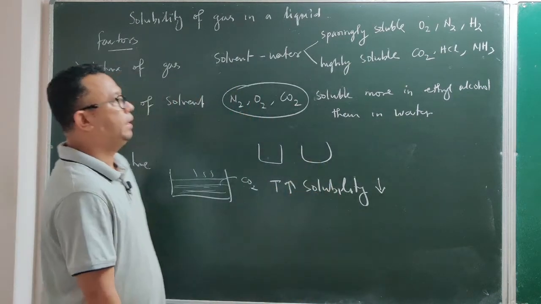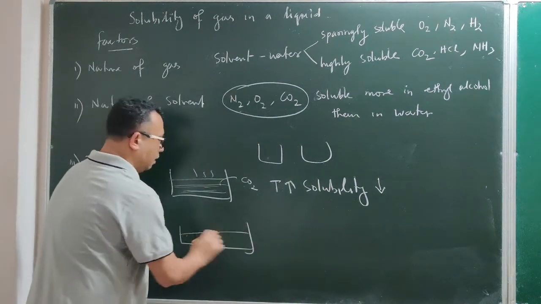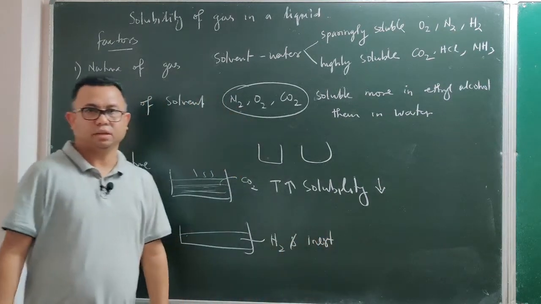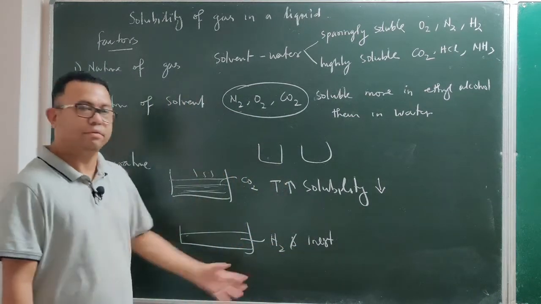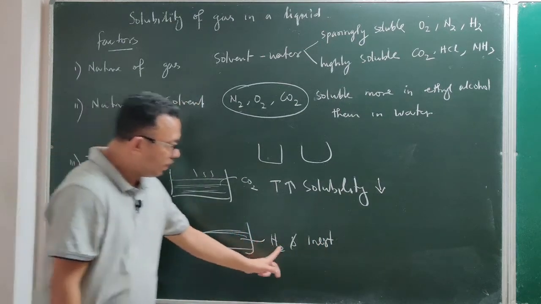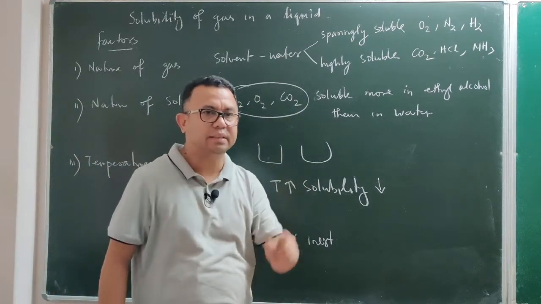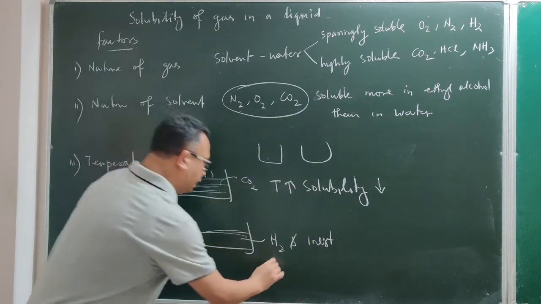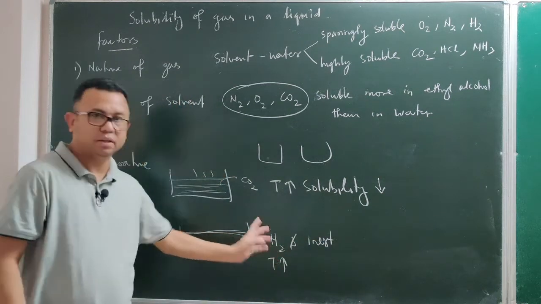But it has also been seen that for gases like hydrogen and the inert gases, I don't have to tell you what inert gases are, there are many, you can talk of helium, neon, krypton, xenon, whatever, the solubility of these gases increases slightly, not too much, with the increase in temperature. Just the opposite of what you saw here. That means if the temperature increases, for hydrogen and the inert gases, the solubility increases slightly.